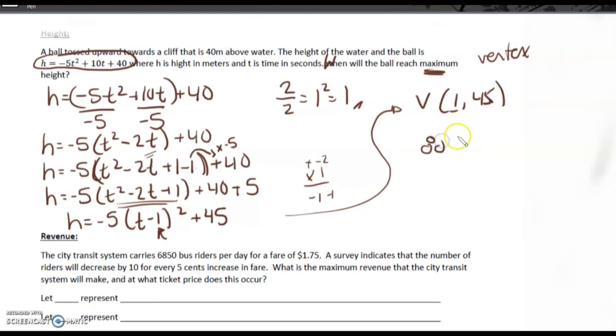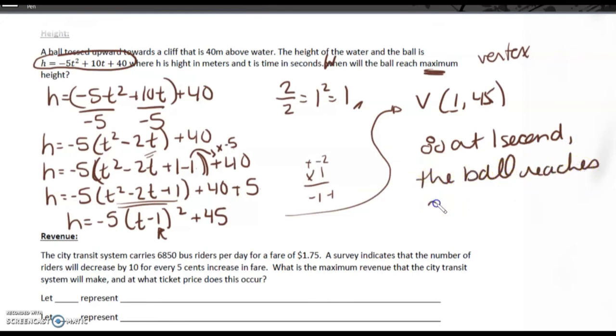So we can write a therefore statement saying, therefore, at 1 second, the ball reaches a max height of 45 meters.